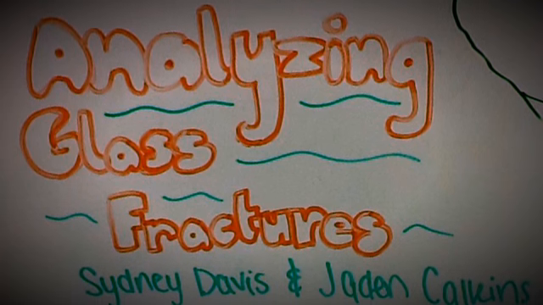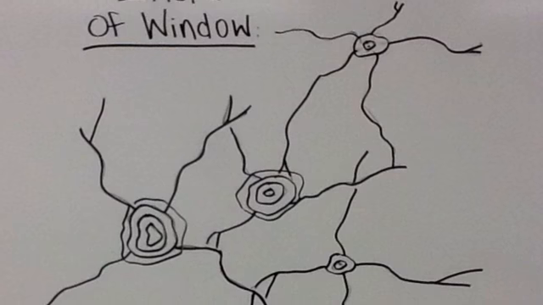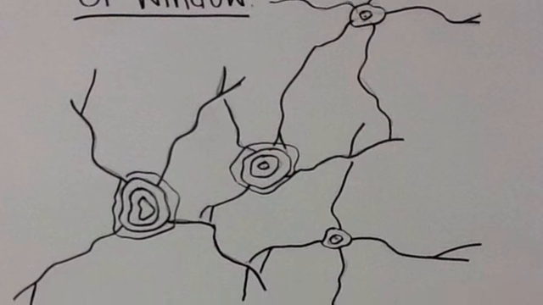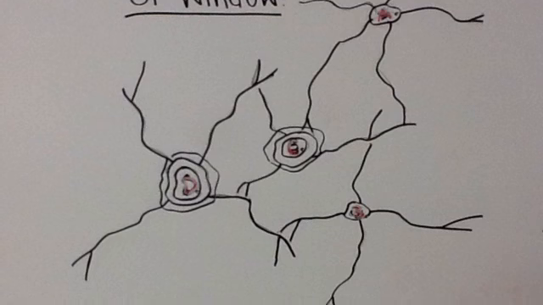Analyzing Glass Fractures by Sydney and Jaden. Cracks will form until they run out of energy or material to break. First, it's important to label each fracture.